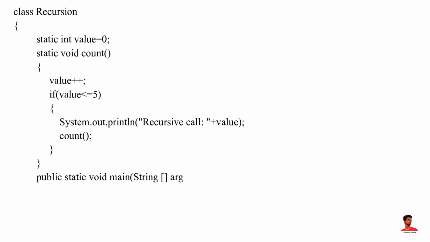In order to stop the recursive call, we need to provide some conditions inside the method, otherwise the method will be called infinitely. Hence we use the if-else statement to terminate the recursive call inside the method.